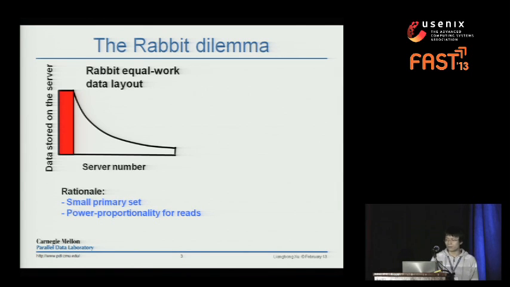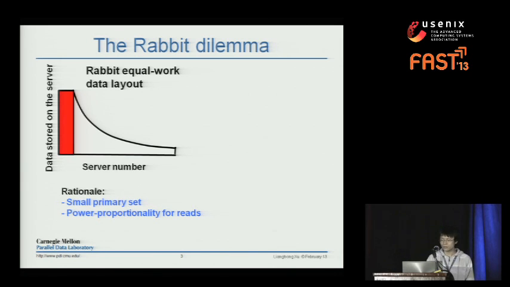So you see that. I have explained the primary servers, but you see a curve like that showing on the right side. That is because Rabbit was trying to achieve the power proportionality property. By power proportionality, I mean for any number of active servers, the read performance of the system is proportional to the number of active servers at that time.